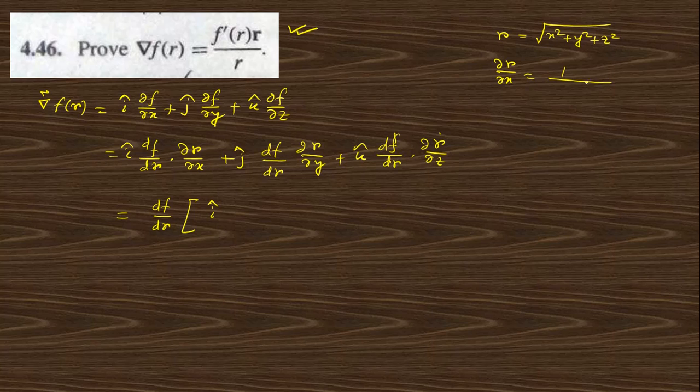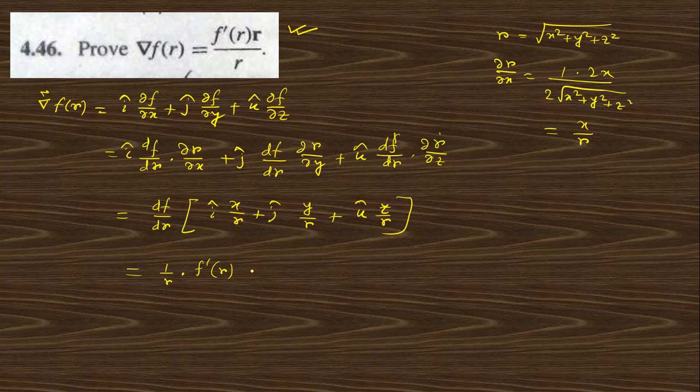Del r del x is nothing but 1 by 2 root under x square plus y square plus z square, times the partial derivative of the inside, which is 2x. So you can write this as x by r. Similarly, the j cap term will be y by r, and the k cap term z by r. So you take 1 by r as common, and this can be written as f prime r, and i cap x plus j cap y plus k cap z can be written as the r vector. So this becomes f prime r times r vector by r. This is sometimes written as r cap.